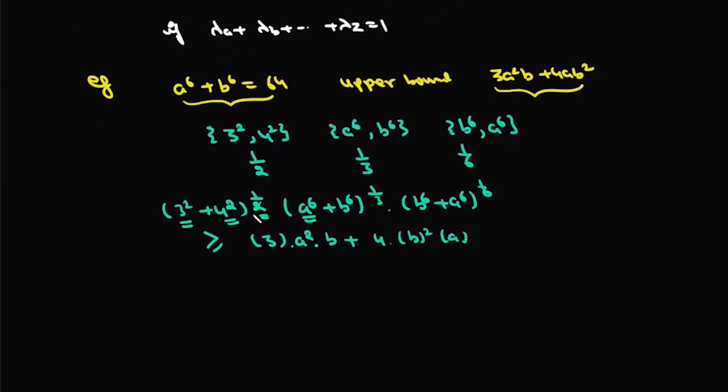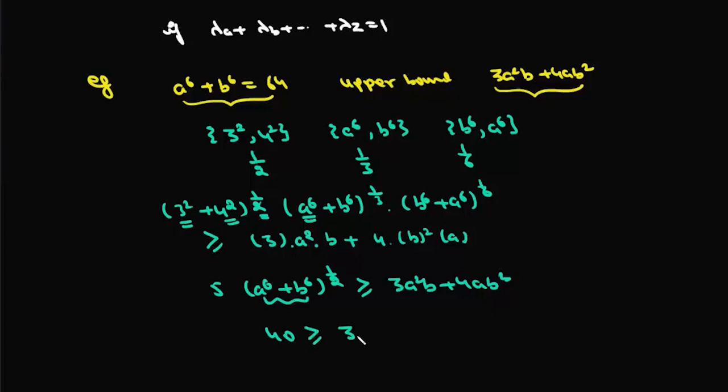Now this is the square root of 25, which is simply 5, and here it will be (a⁶ + b⁶)^(1/2), which is greater than or equal to 3a²b + 4ab². Now a⁶ + b⁶ is 64, so this value will be 8. So we can write 40 is always greater than or equal to 3a²b + 4ab². So the upper bound of this expression is 40.